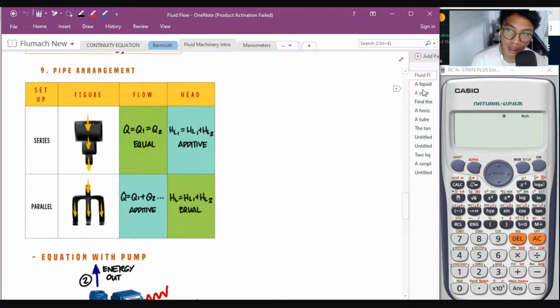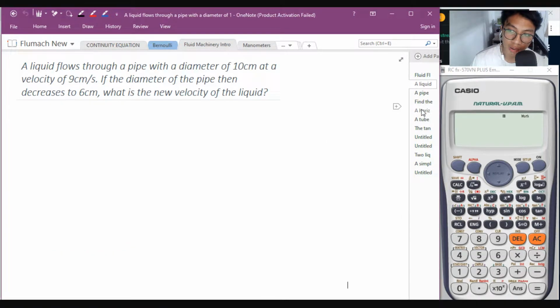So, now we will solve 9 problems. And the 2 will be reserved for you to answer on your own para may practice sets din kayo. So, let us begin our discussion with this problem. So, problem number 1. Ayan.